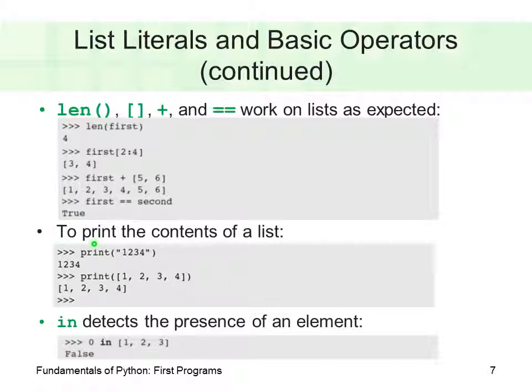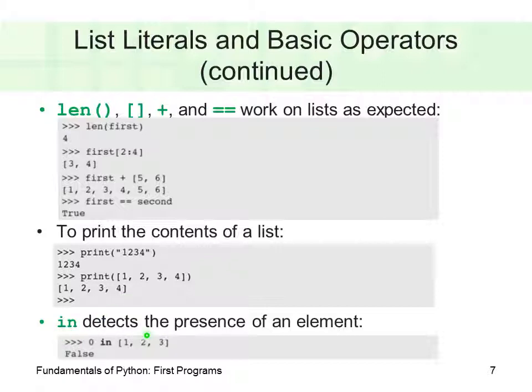To print the contents of a list, here we have print, and in quotes 1, 2, 3, 4. So this is our normal print command used on a string. We would expect that. But you can actually print the contents of a list as well. Here, as the argument to the print function, we have a list, and it prints out the values of the list. Notice it shows the square braces.